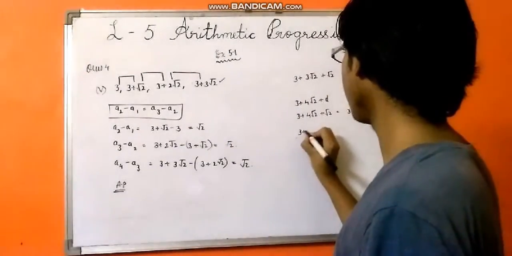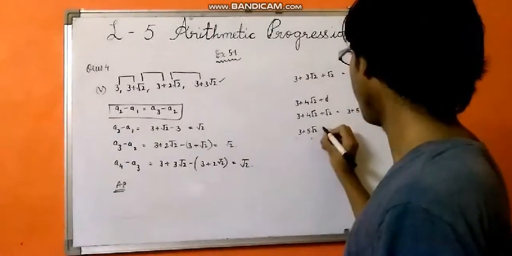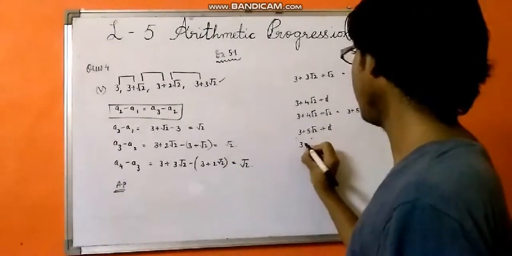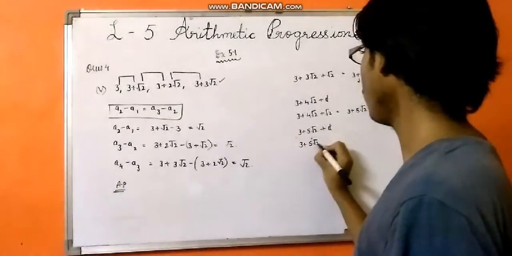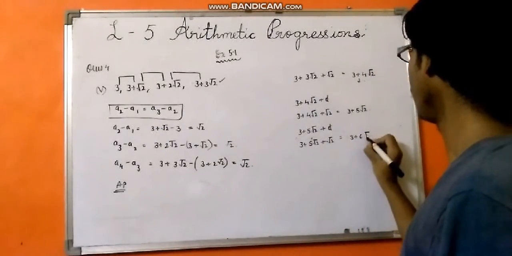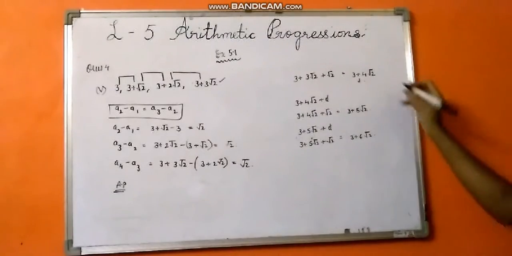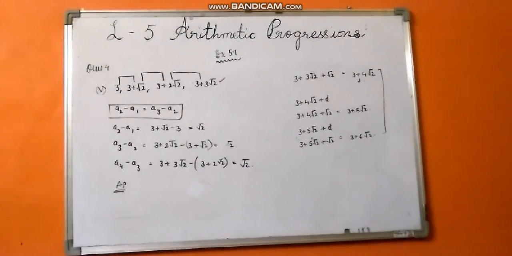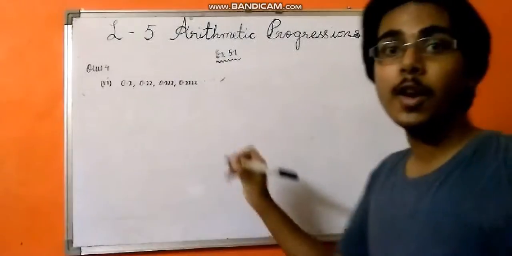Similarly, 3 plus 5 root 2 plus d, which is 3 plus 5 root 2 plus root 2, equals 3 plus 6 root 2. So these are the next three terms that we have easily found out. Now let us try the sixth question.